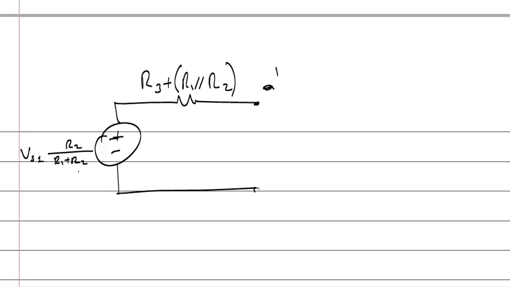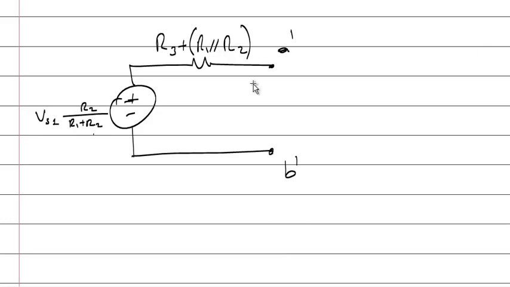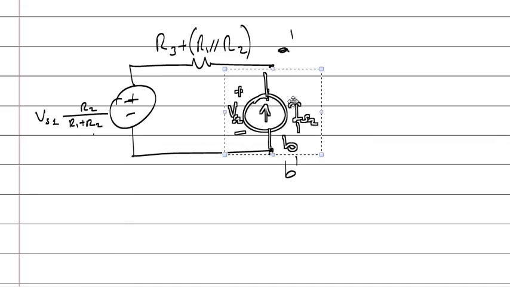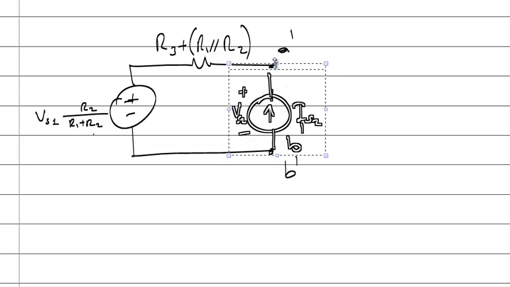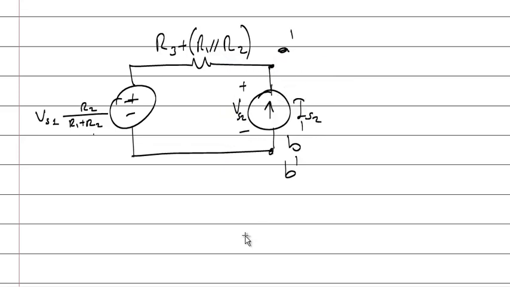Now, these are points A prime and B prime. I have calculated the Thevenin equivalent of my circuits. Now I will put the current source here. I know that this Thevenin equivalent circuit behaves like the actual circuits. Okay, so what's the voltage on the current source?